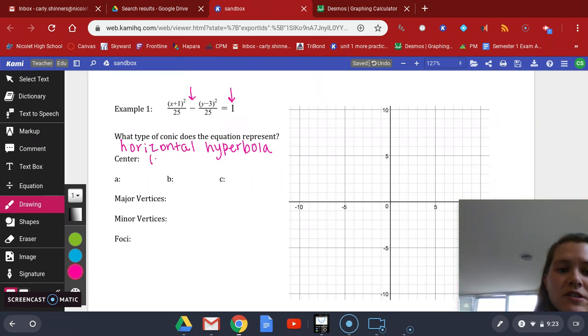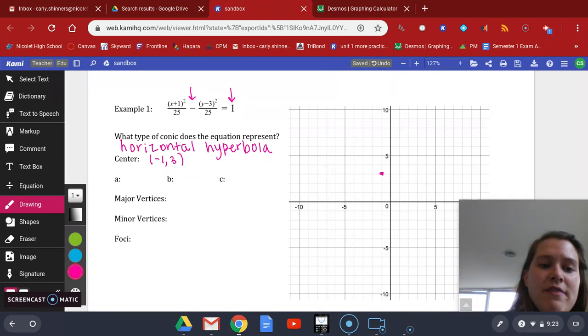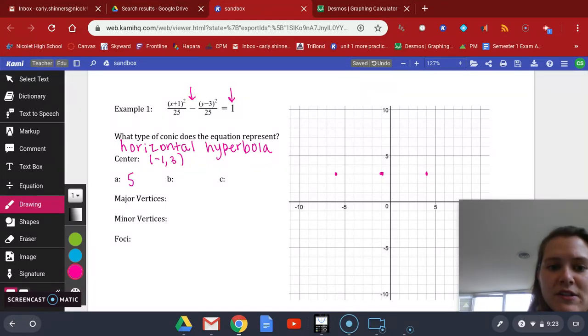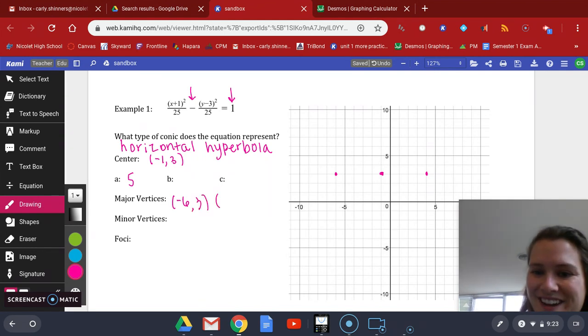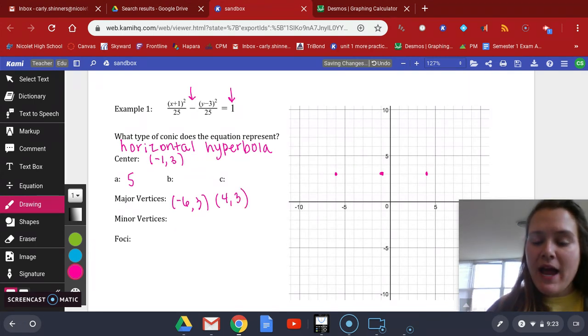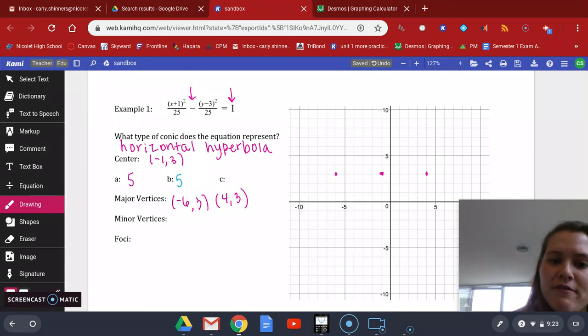So it looks like my center is going to be (-1, 3). So I'm going to put that center on my graph. And then it looks like my a is going to be 5. And because this is horizontal, that means I go out 5 horizontally from my center. So that gives me what? (-6, 3) and (4, 3) for the major vertices of my hyperbola. And now I can see that my b is also 5, which is interesting.